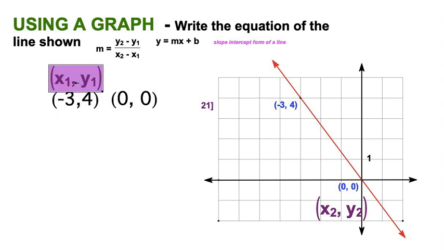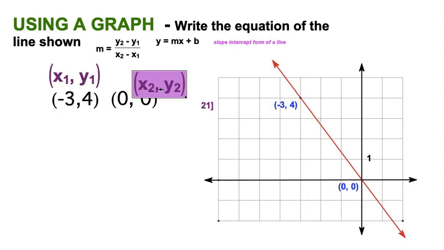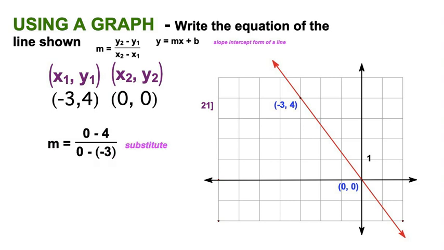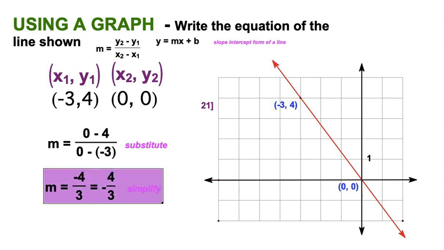So again, this is my x1, y1. This is my x2, y2. And the equation says y2, which is 0, minus 4 over 0 minus negative 3. It's good to explore our integer arithmetic. 0 minus 4 is negative 4. Well, 0 minus negative 3 becomes 3.